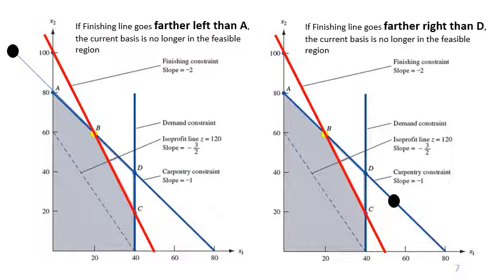Same as before, we try to be more and more specific. Going too far to the left means we go farther left than the point A. So you can shift the finishing constraint to the left as long as you do not pass point A. Similarly, you may shift this finishing constraint to the right as long as you do not pass point D. If you go farther left than A or farther right than D, then the current basis is no longer optimal.